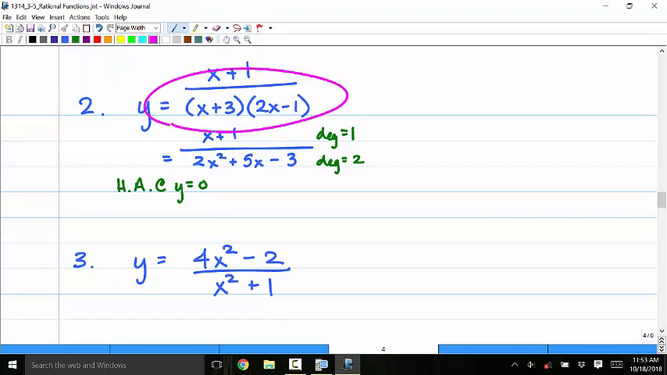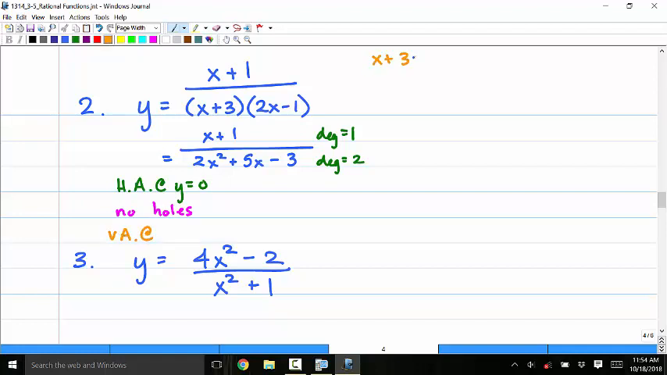Looking back to this one, are there any common factors? No, so there are no holes. Are there going to be any vertical asymptotes? Yes, where? x equals negative 3 and at x equals 1/2. Those are all 3 different things that I would ask you to find on a test.